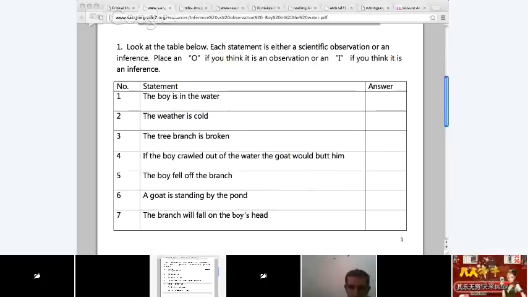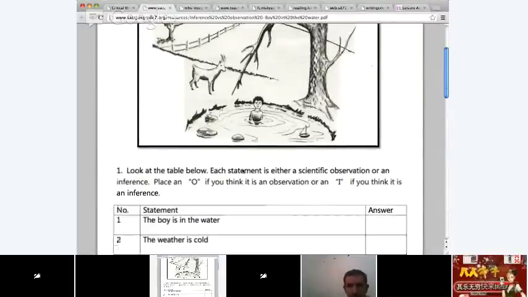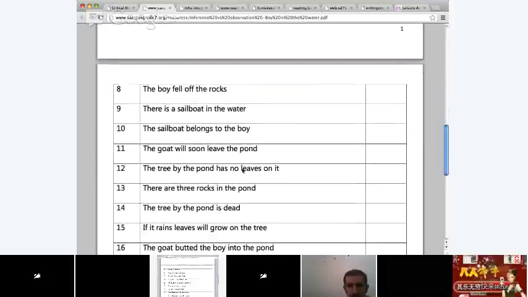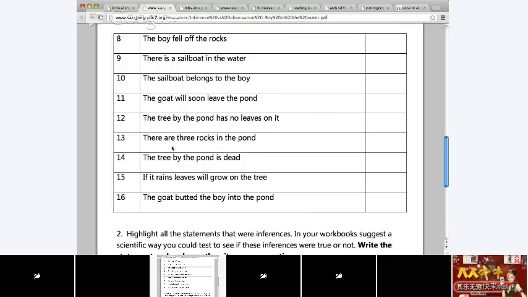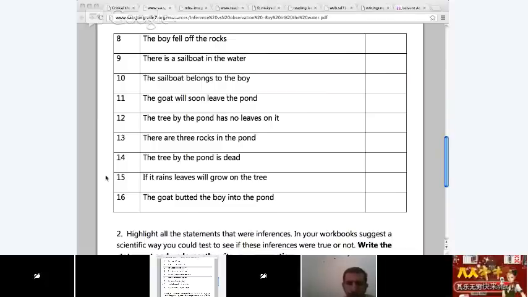All right, and let's look at the picture to verify that. So we see the goat right there. The goat is standing by the pond. Okay. Cool. All right, now let's look at this one. "If it rains, leaves will grow on the tree." An inference. Okay, inference.